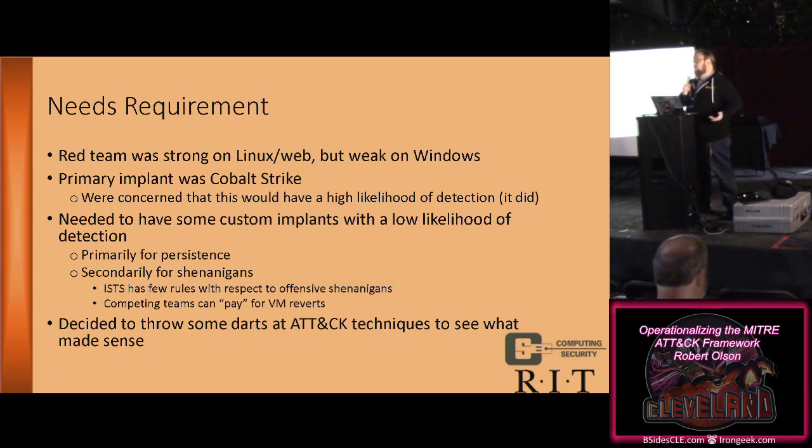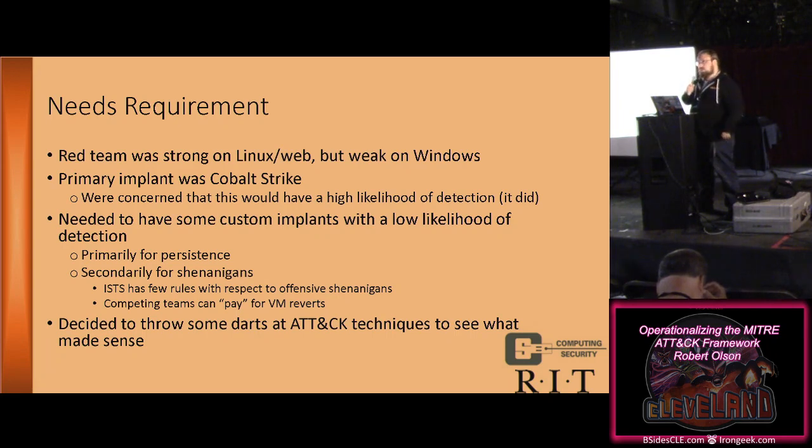So I did a needs requirement. Red Team was really strong on Linux and web, but we were weak on Windows. Our main approach was going to be using Cobalt Strike pushed out at minute 0 for an implant. We were a little bit concerned that this would have a very high likelihood of detection for a lot of the reasons that Dave identified earlier. It's a popular tool, AV pops it a lot, etc. And those were absolutely valid concerns. Also, incidentally, Cobalt Strike does not run if System32 binaries are replaced with something that just prints no. It took us an hour to debug that.